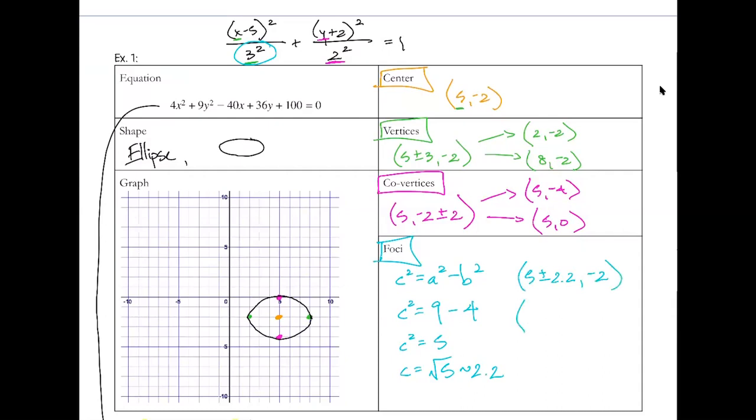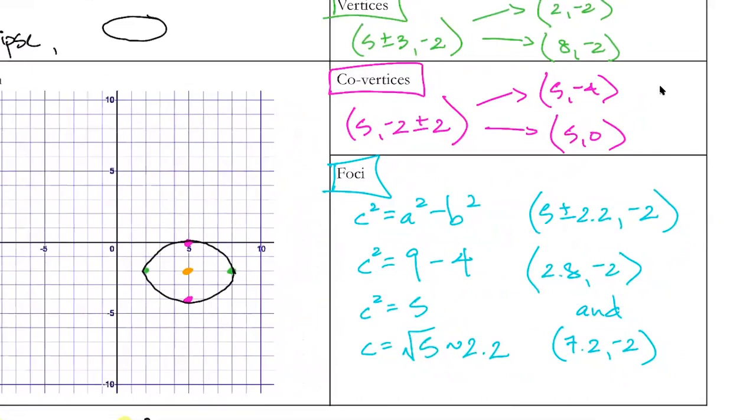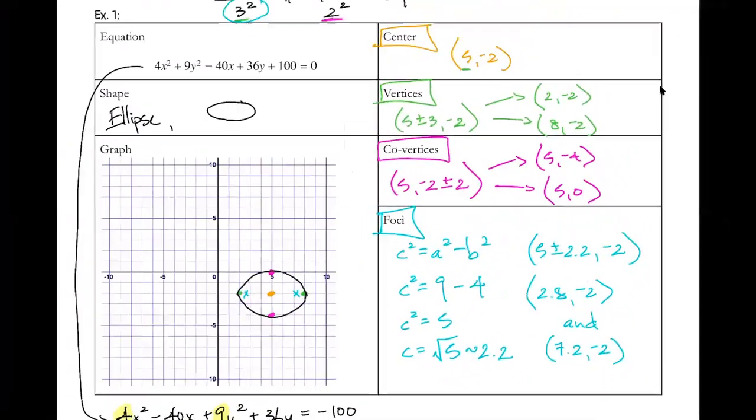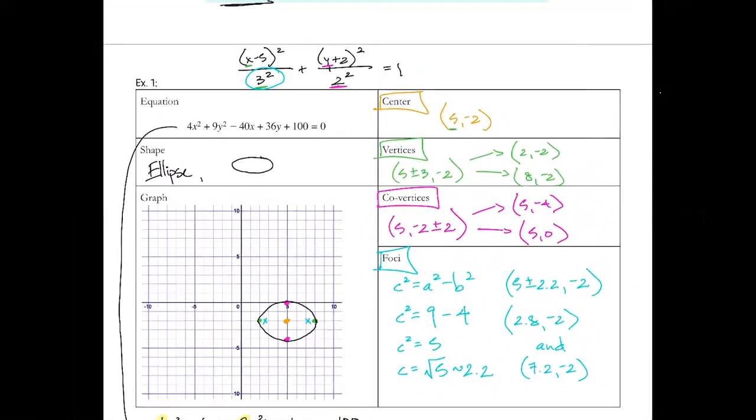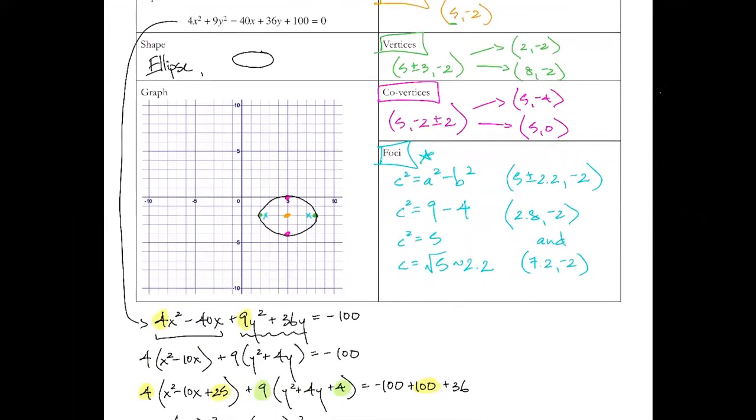So I'm going to say it's going to be 5 plus or minus 2.2, comma, negative 2. And that's going to give me 2.8, comma, negative 2, and 7.2, comma, negative 2. And so when I zoom in here and graph those, I should get one focus around here and the other focus around here, okay? So once you complete the square, you have a lot of the information. The biggest thing is you have to find out where the foci are, okay? All right, any questions on the ellipse so far?